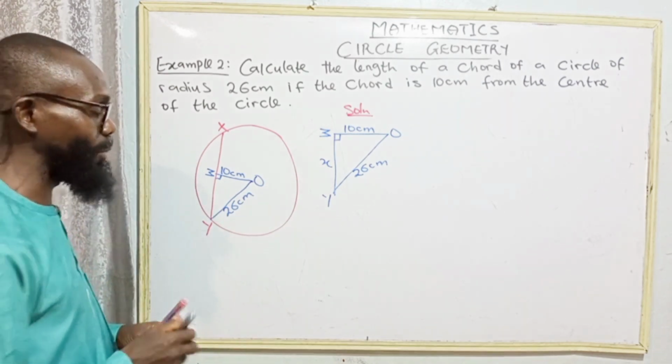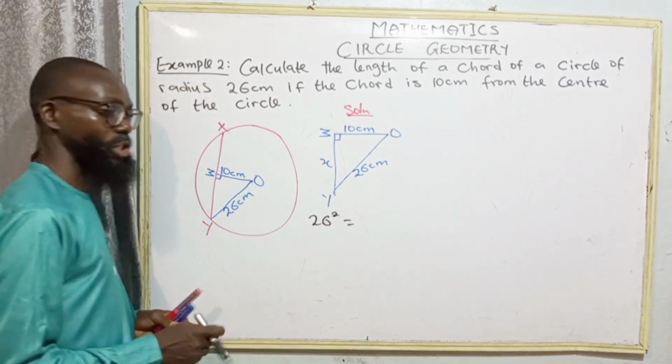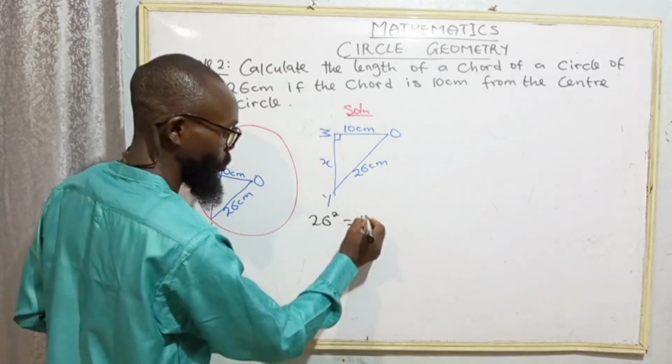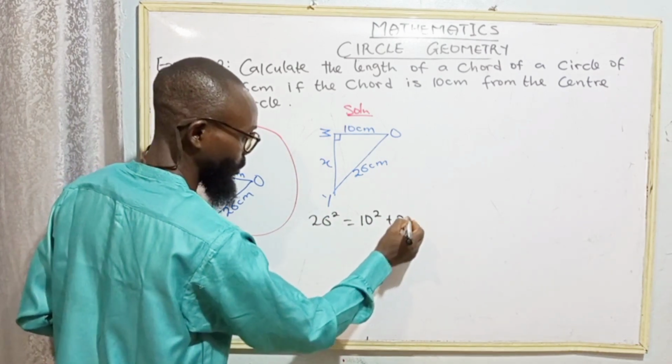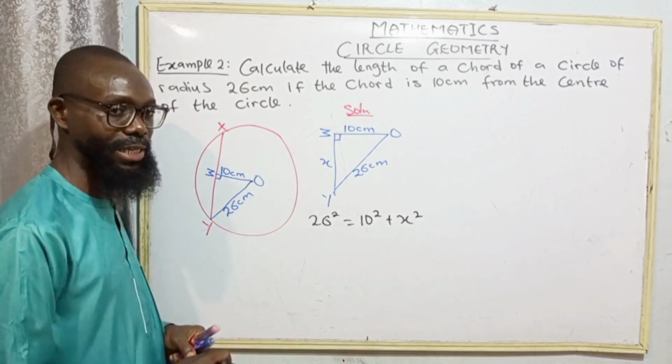So the square of the hypotenuse side, 26 squared, is equal to the sum of the squares of the two other sides, which is 10 squared plus x squared. Now we have 26 squared. Let's multiply it.